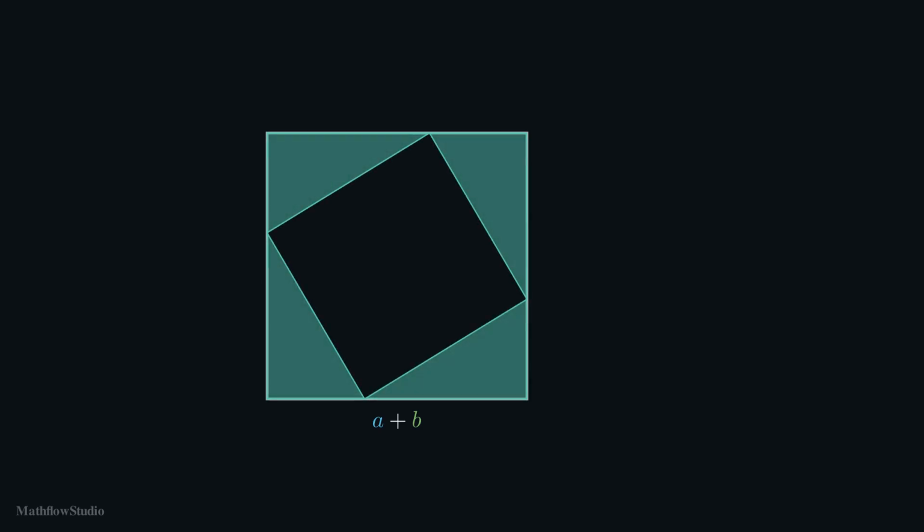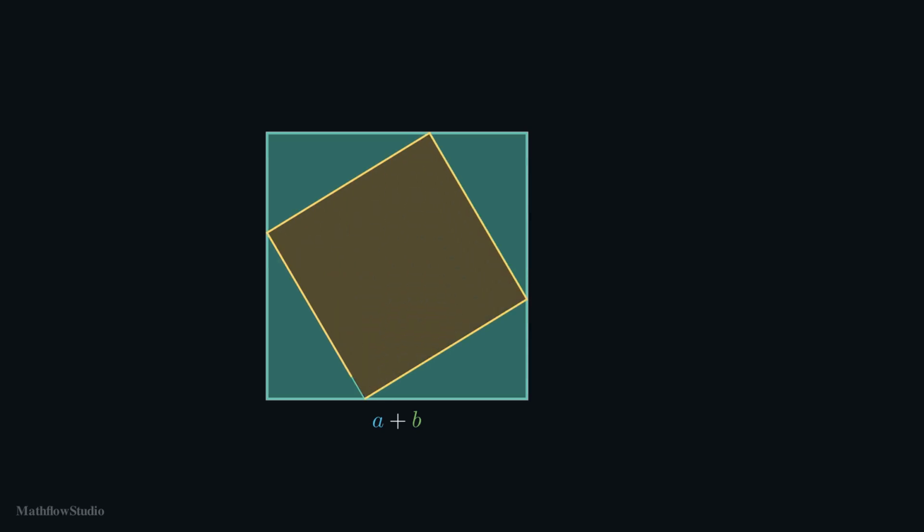To find how these three sides relate, look at one clever picture. Here is a large square. Each side has length A plus B. Now place 4 copies of our right triangle into the corners. Look at the gap they leave in the very middle. It is a square built on the hypotenuse, so its area is C squared.